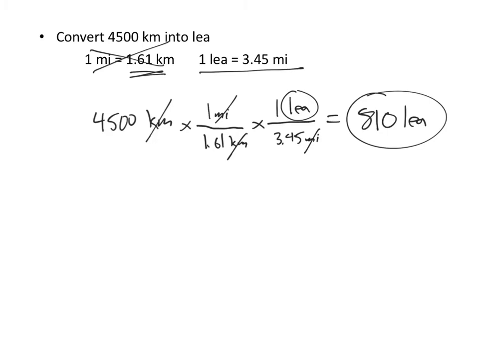And if you're uncomfortable, I kind of did all that at once, so let me just show it as well. Let's say I didn't want to divide and multiply all that in one step. I would have done the 4,500 times the 1 times the 1. If I broke this down into two steps, I'd have 4,500 on the top, and the bottom would have been 1.61 times 3.45, and so I'd have had 5.5545 on the bottom, and then when you divide those two out, you should get the same thing, 810 leagues.